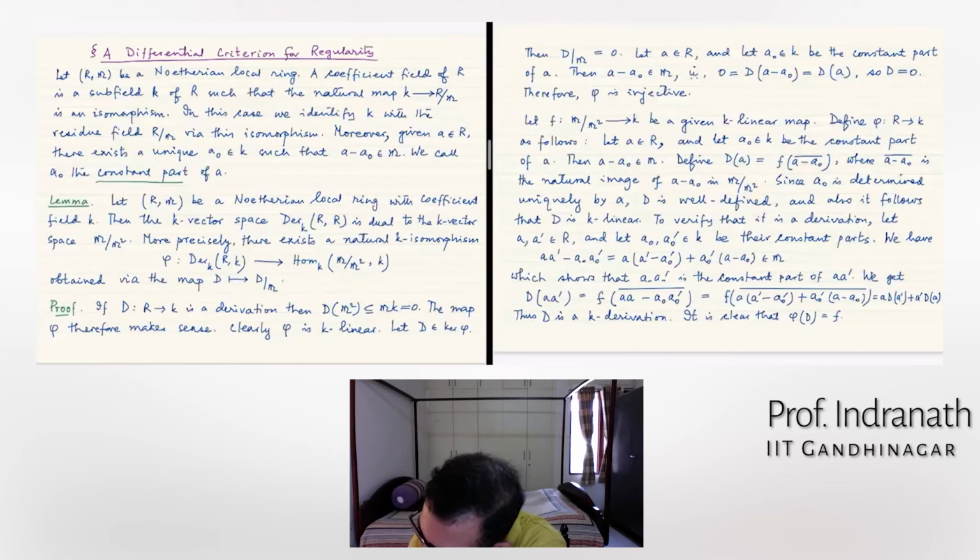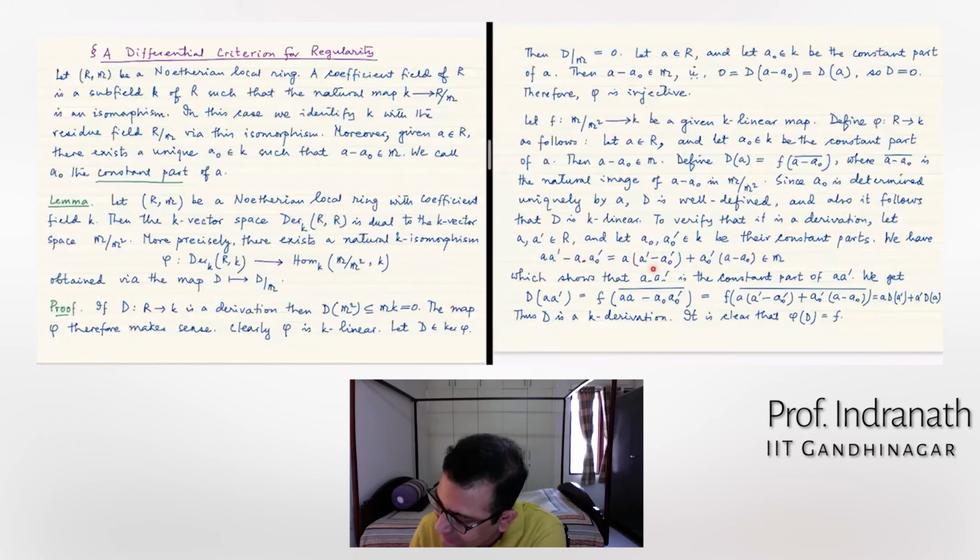And also it follows that D is K-linear. These are some simple verifications. And to verify that it is a derivation, now what you want to do is start with two elements. You have to check that it has the Leibniz condition. So you just take two elements A and A dash, and suppose these have constant parts A0 and A0 dash. Okay, and you just write it in this way.